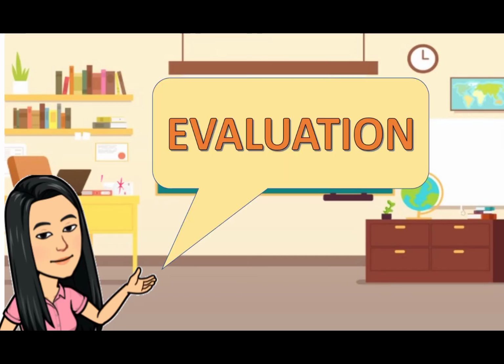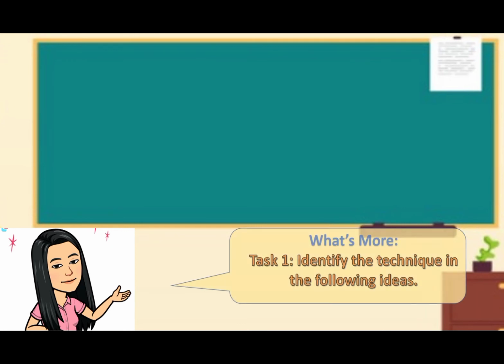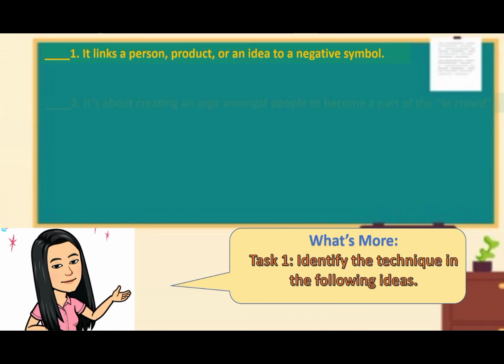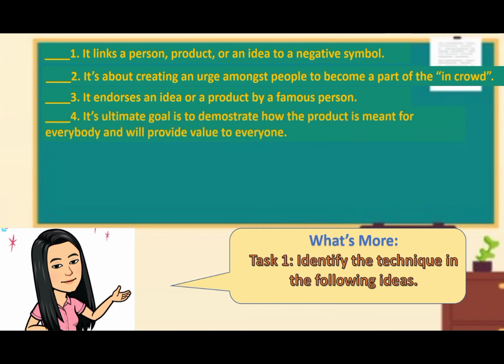Are you ready for an evaluation? Let's start. Identify the technique and the following ideas. Number 1. It links a person, product, or an idea to a negative symbol. Number 2. It's about creating an urge amongst people to become a part of the in crowd. Number 3. It endorses an idea or a product by a famous person. 4. Its ultimate goal is to demonstrate how the product is meant for everybody and will provide value to everyone.